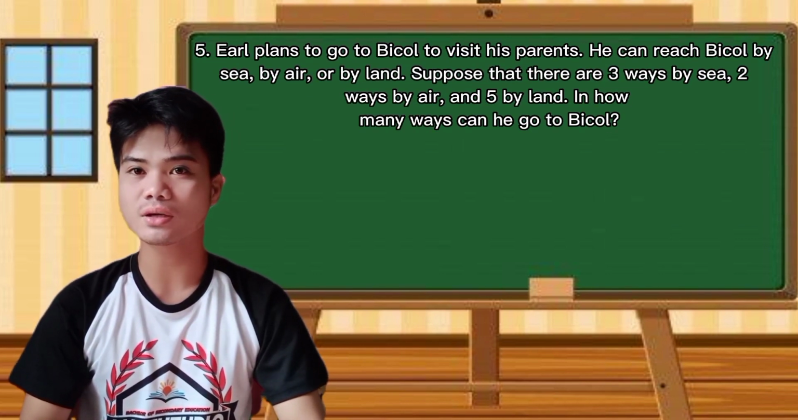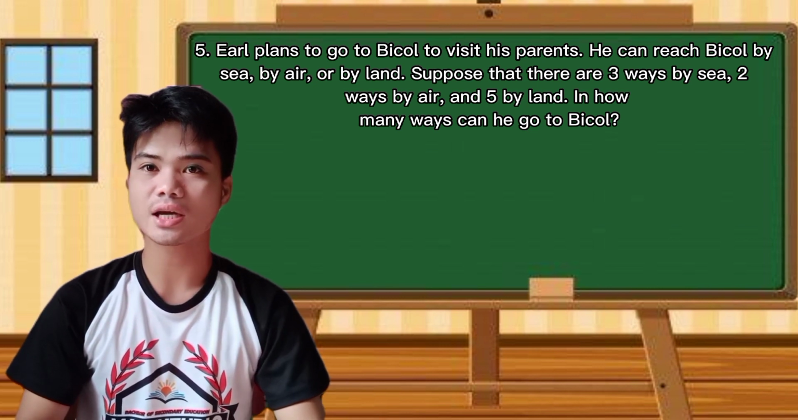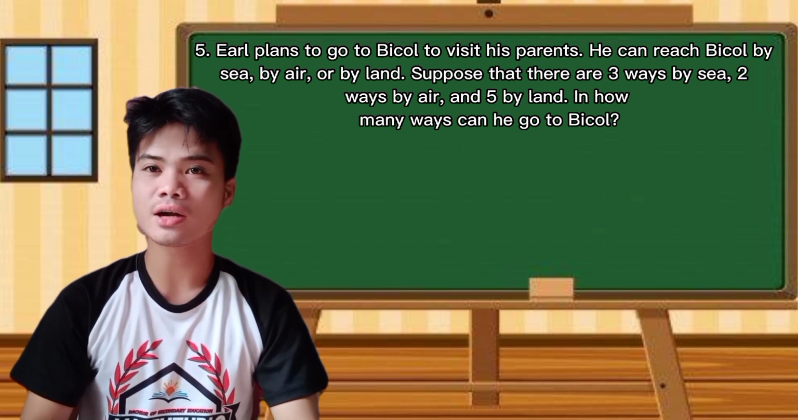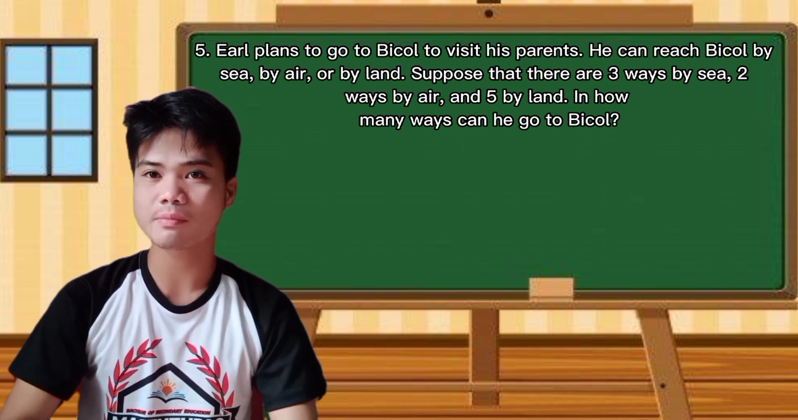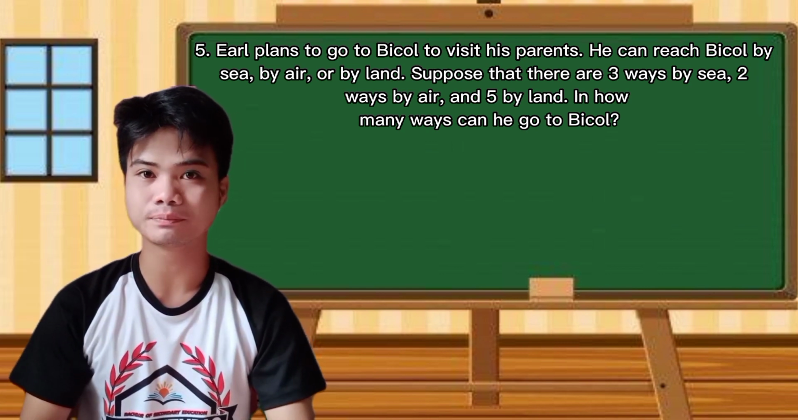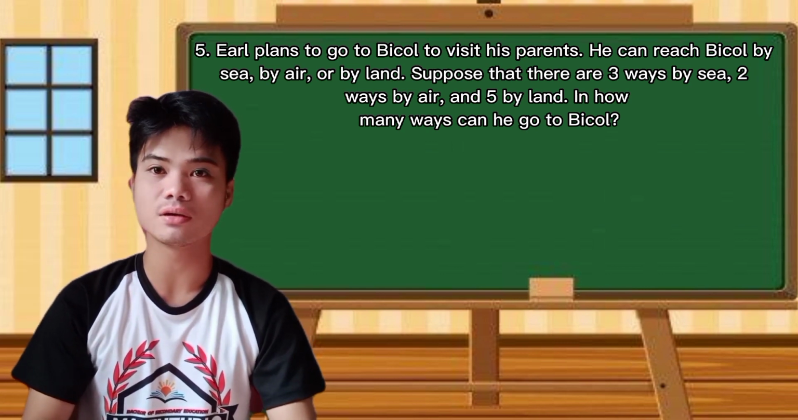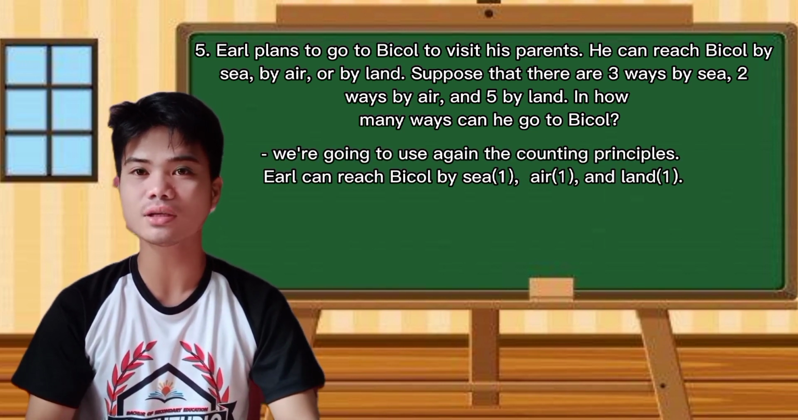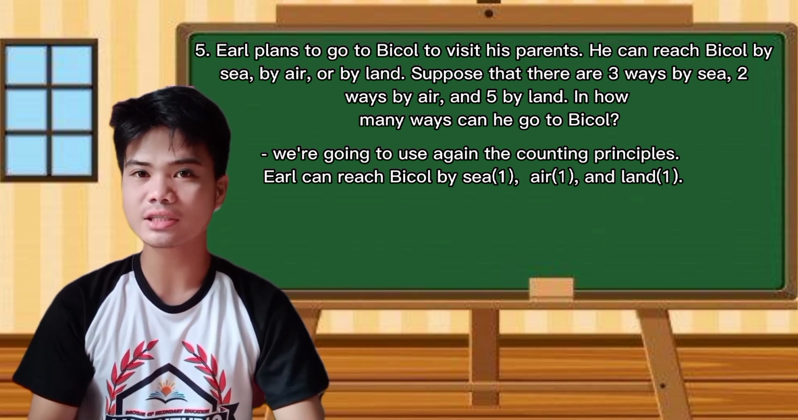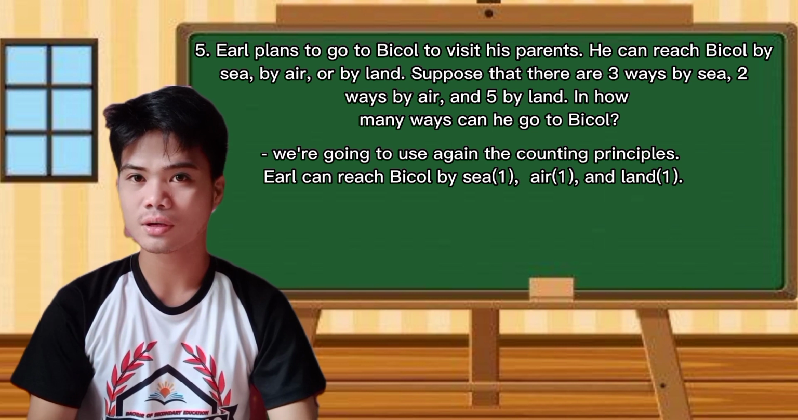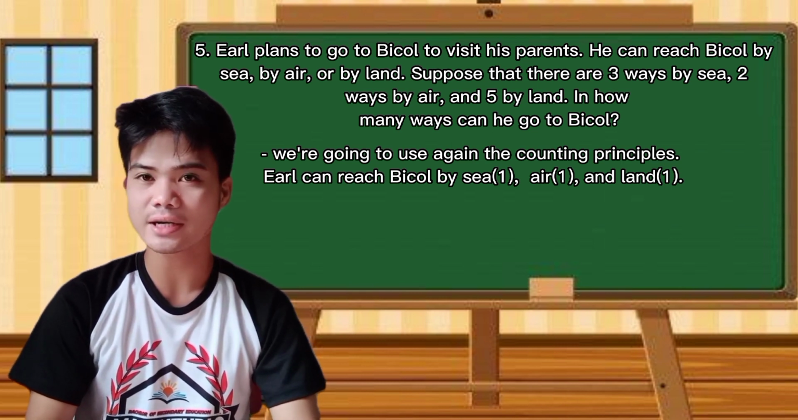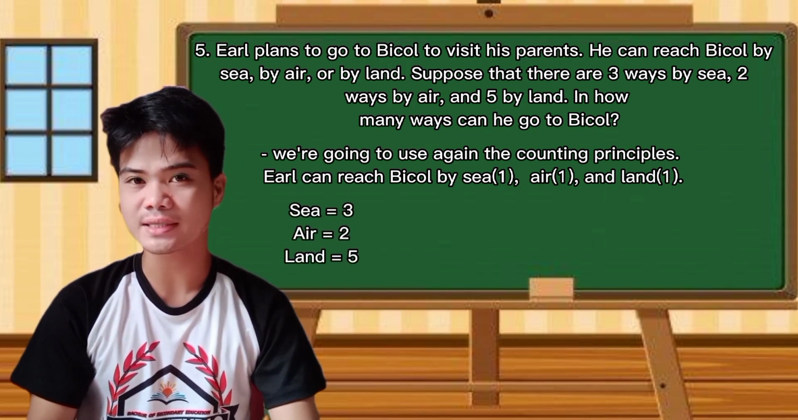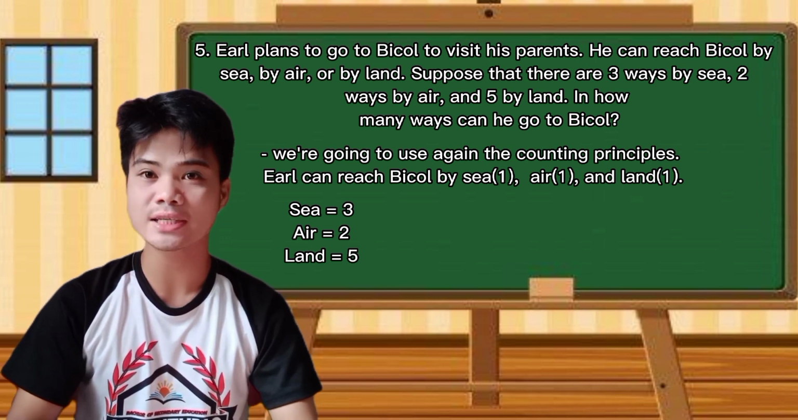Earl plans to go to Bicol to visit his parents. He can reach Bicol by sea, by air, and by land. Suppose there are 3 ways by sea, 2 ways by air, and 5 ways by land. In how many ways can he go to Bicol? So in this problem, we're going to use the counting principles or the counting rules again. Earl can reach Bicol by sea, by air, or by land. So there are 3 ways by sea, 2 ways by air, and 5 ways by land.